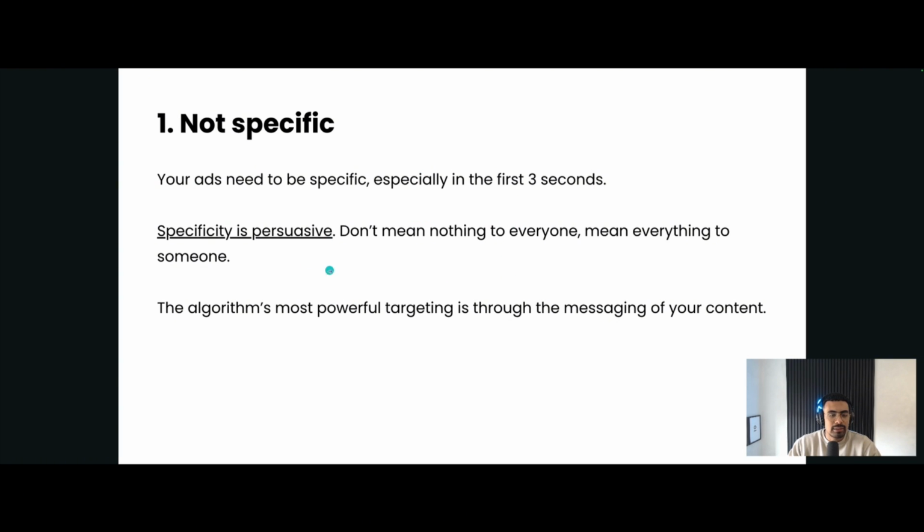So your hook, and also the way the algorithm works now is that a lot of the targeting is done through the messaging of your content. So if we're not specific and we try and sell to everybody, Facebook is just going to push that ad to everybody and anybody. And it's the same with all of the platforms, not just Facebook. Using that as an example.